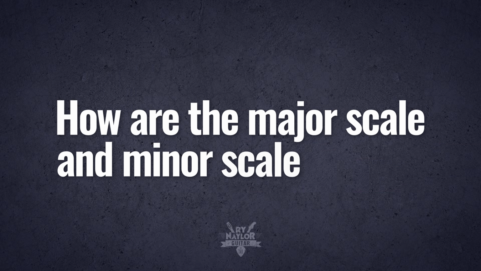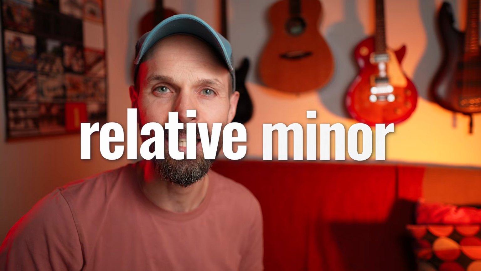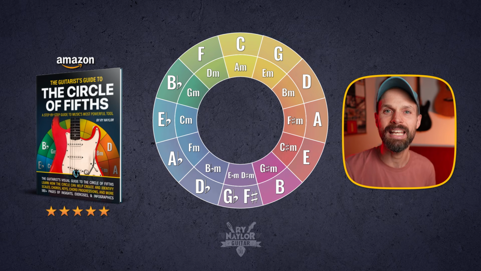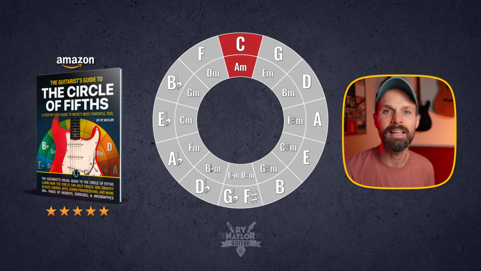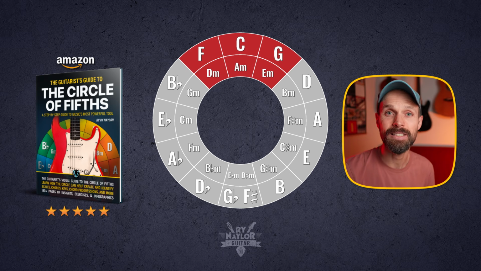How are the major scale and minor scale linked? The minor scale has what we call a relative major, and vice versa. The major scale has a relative minor. This relativity we can see in the circle of fifths. In the outer layer we have the major scales, and in the inner layer we have the minor scales. So we can see that A minor is related to C, just as C minor is related to E flat. Now what this means is that the 2 scales will share the same notes and in turn the same chords.